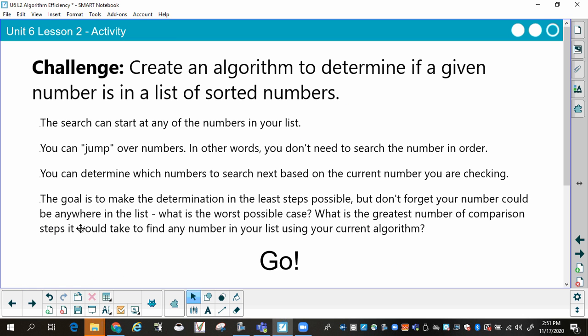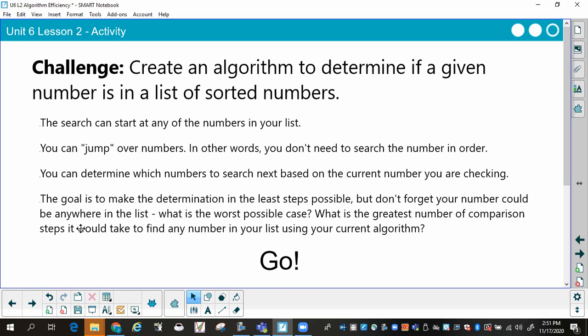Now, the challenge that you have is to create an algorithm to determine if a given number is in a list of sorted numbers. If it's not, you can say it's not in the list. But the search can start at any of the numbers in the list. It can jump over numbers. In other words, you don't need to search the numbers in order. You can determine which numbers to search next based on the current number you're checking. The goal is to make the determination in the least steps possible.